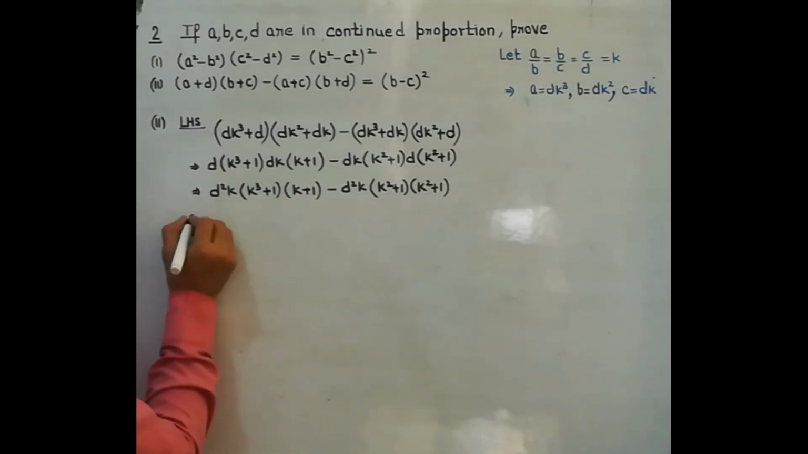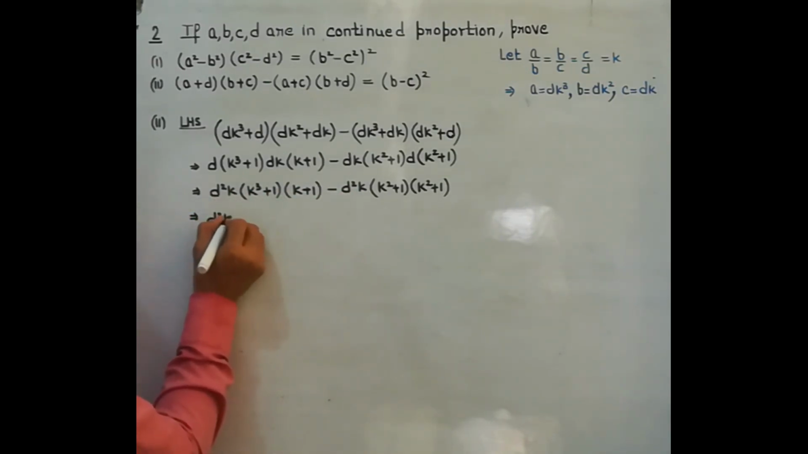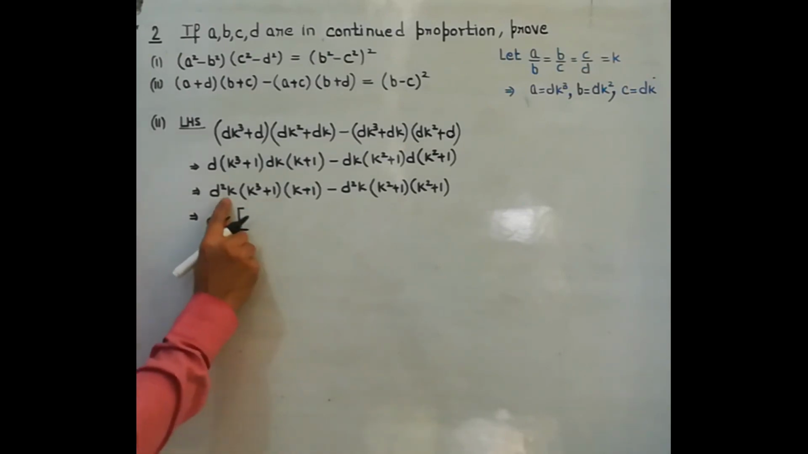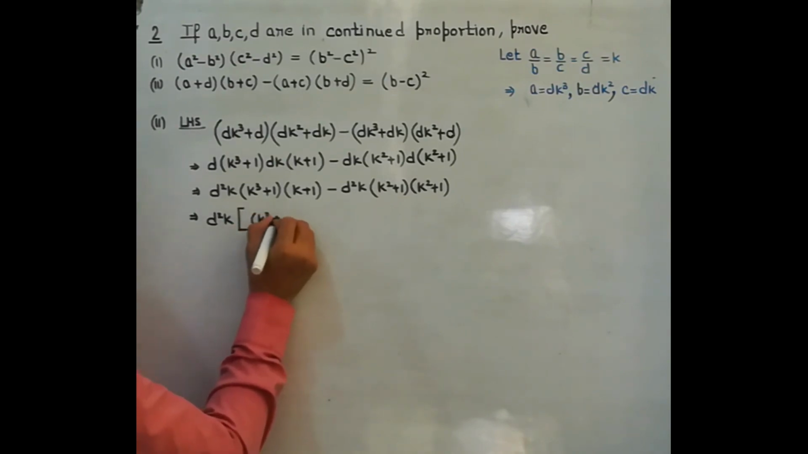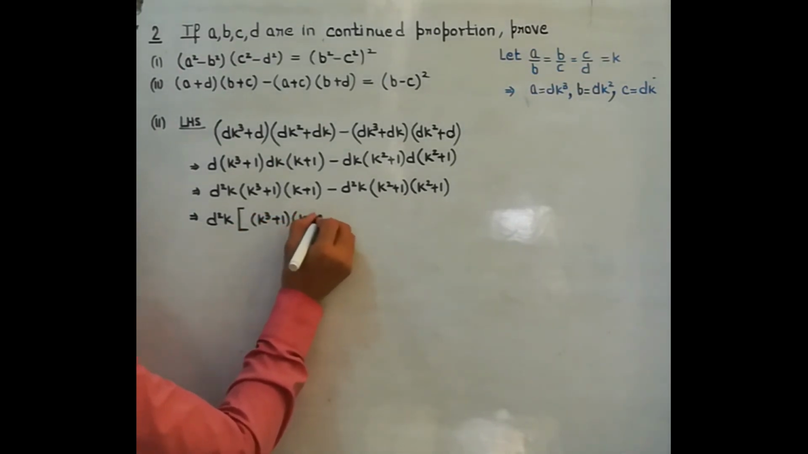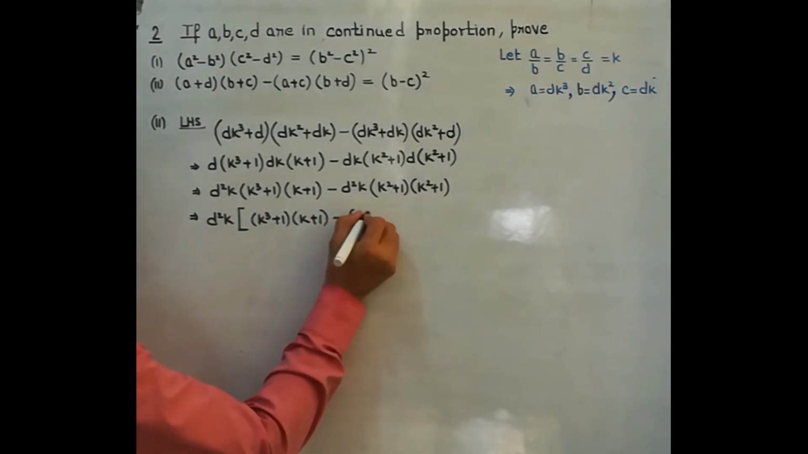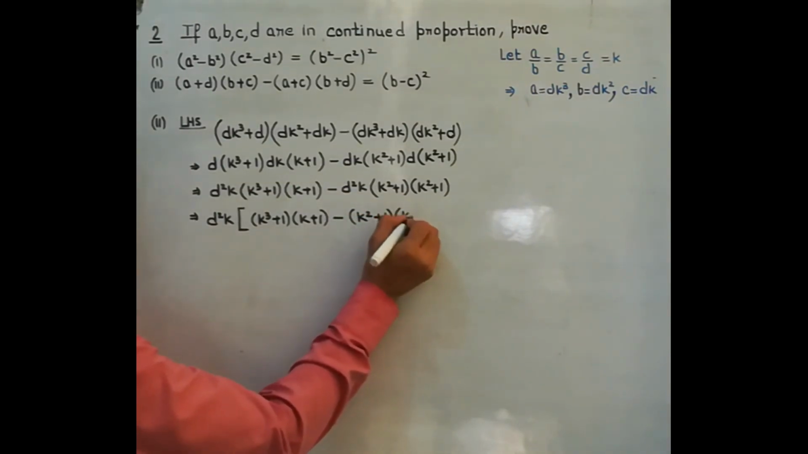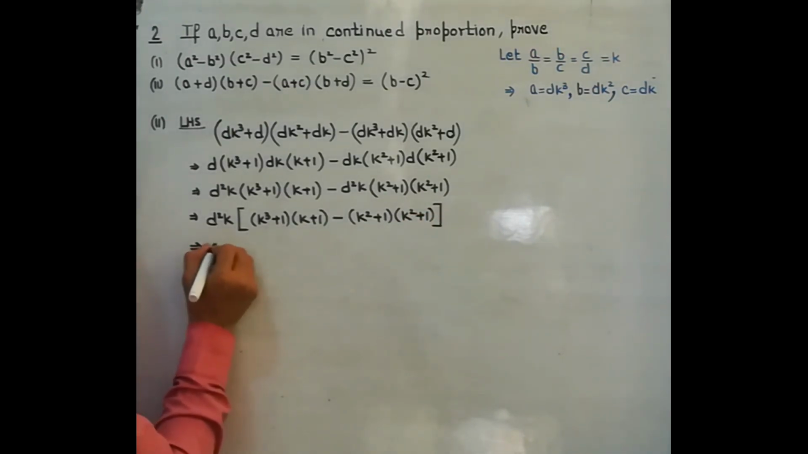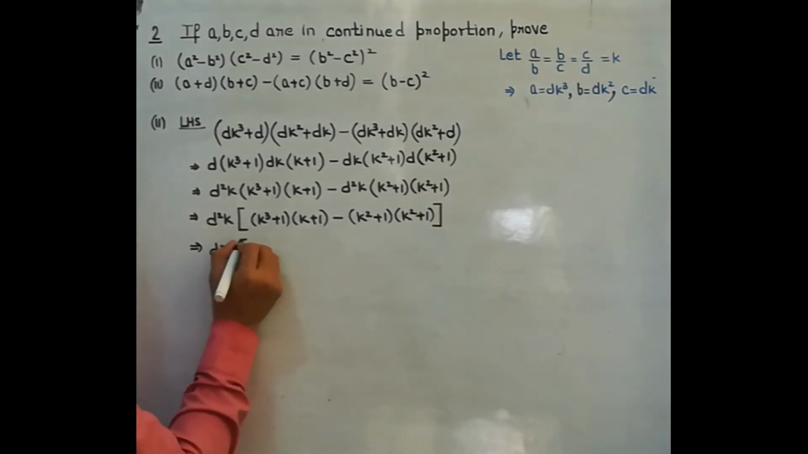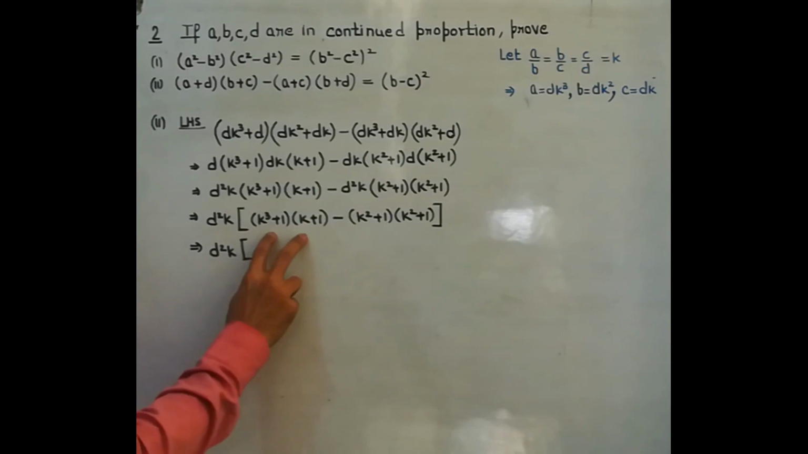Now from these two, d square k can be taken common. So when you have taken d square k common, you are left with these two, k cube plus 1 into k plus 1. Here you have taken d square k common, so you are left with the other bracket. Okay. Now let us multiply these two.